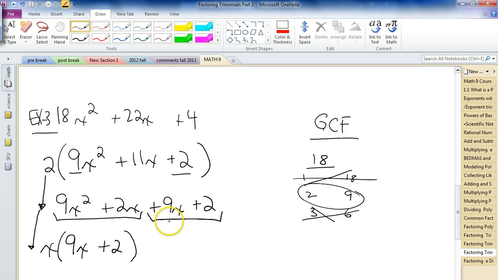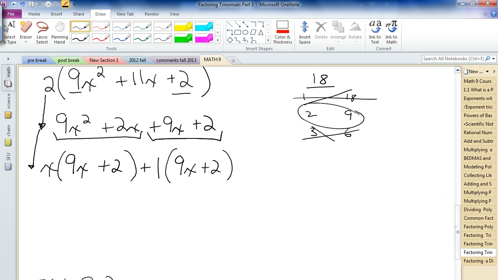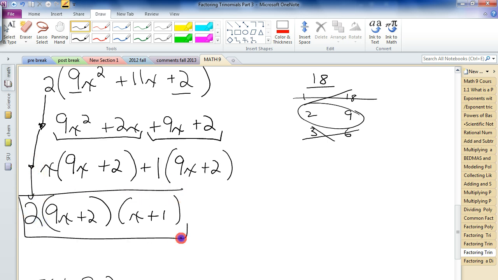So you pull out a 1. Plus, pull out a 1. When you pull a 1 out of here, obviously it's just 9x, and same thing here, plus 2. And what are you left with? The common factor is 9x plus 2. They both have a 9x plus 2, so we pull that out. And you're left with x plus 1, but don't forget the 2. There's your final answer.